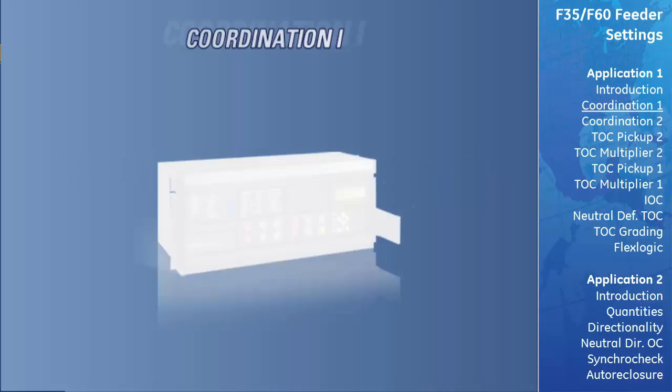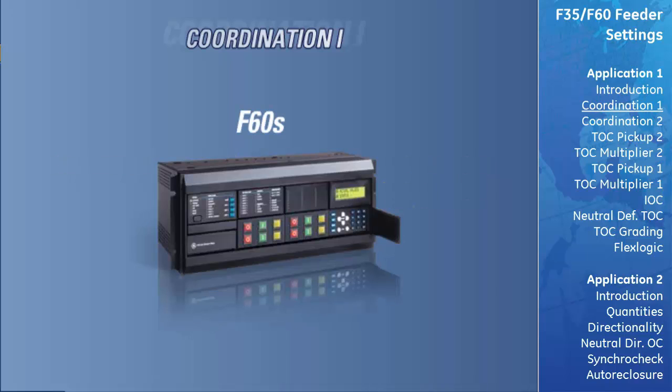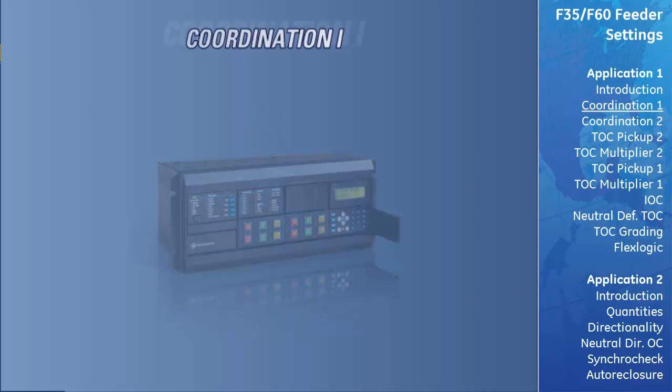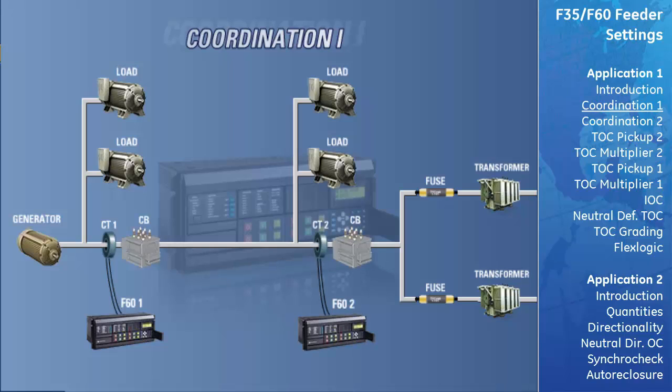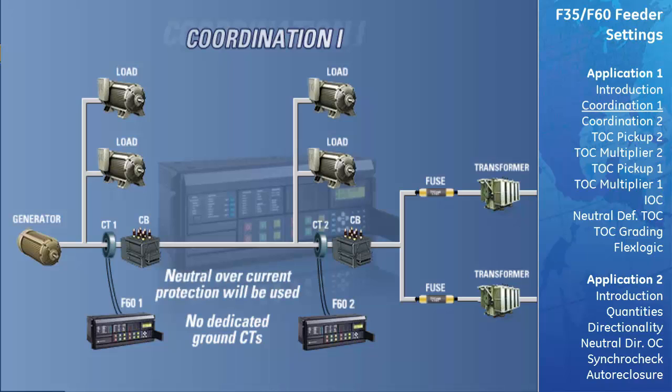The customer has chosen F60s to protect their radial distribution system. In order to accomplish this, we must calculate the settings for the elements within the F60 relays such that correct coordination and selectivity is established between the F60s and the fusing. We note that the system does not have a dedicated ground CT for each relay, and so neutral as opposed to ground overcurrent protection will be used.